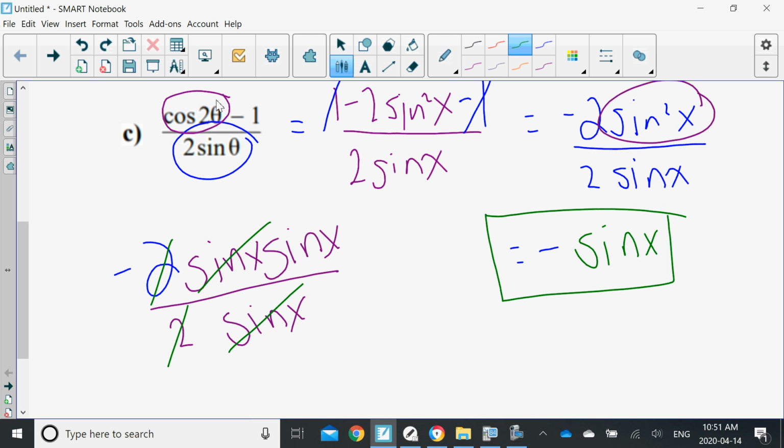Okay, so again, when you take out the cos identity, I switched it for the one identity that has sine in it because I had sine in my denominator.